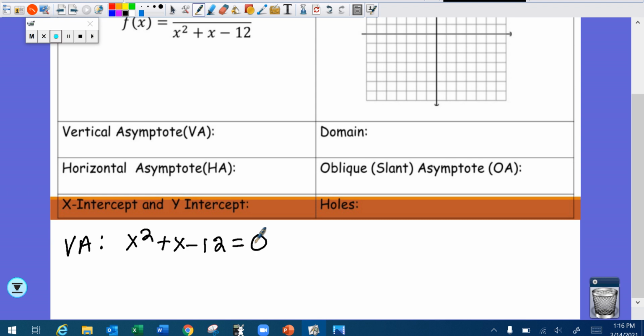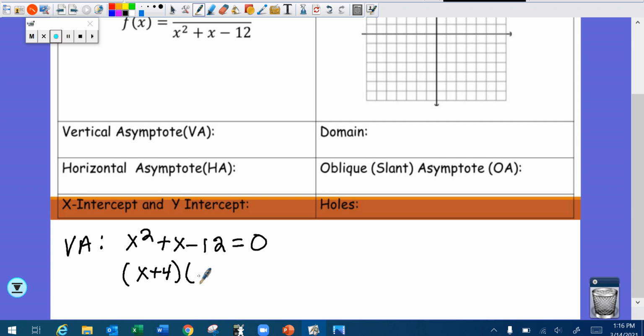Set it equal to 0. So what's going to make my denominator equal 0? Well, in order to solve this, there's a couple of ways. You can use the quadratic formula, or you can use the X box. So I'm going to go with the X box, which we've used in class.